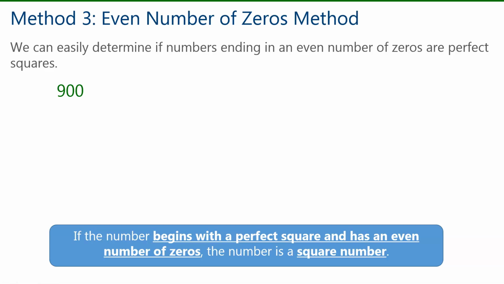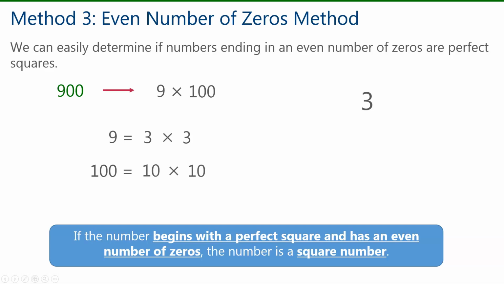To determine the square root, we first find the square root of the perfect square at the front. So in this case, it's 9. In 900, we have 2 zeros, so that's the same as 100. Since 9 is equal to 3 times 3, the square root of 9 is 3. Since 100 is equal to 10 times 10, the square root of 100 is 10. So that would be like multiplying 3 by 10. So the square root of 900 is 30.